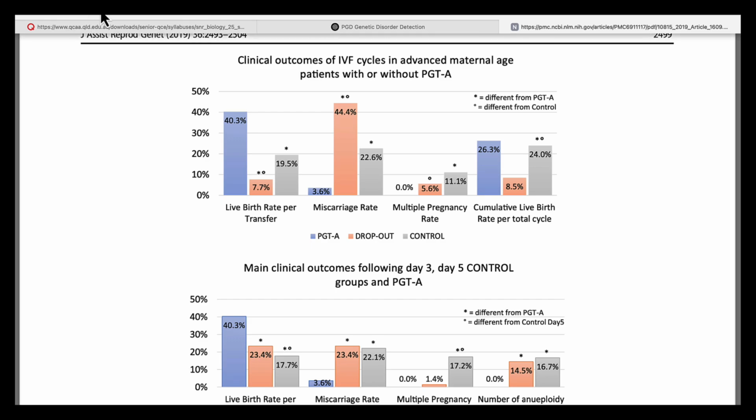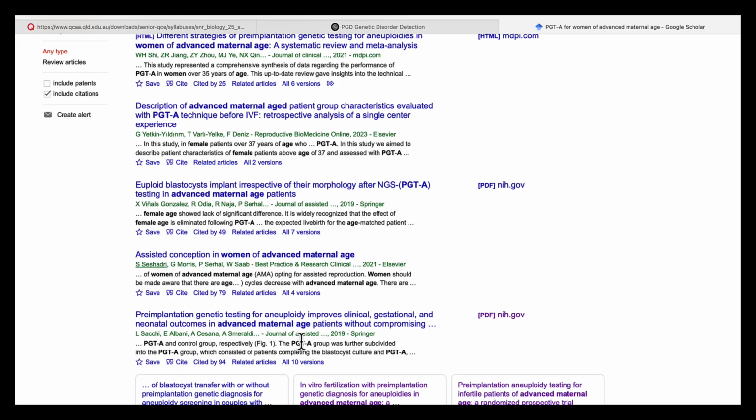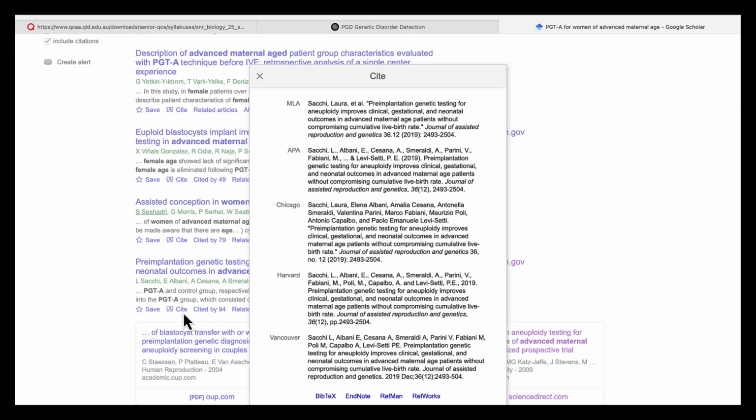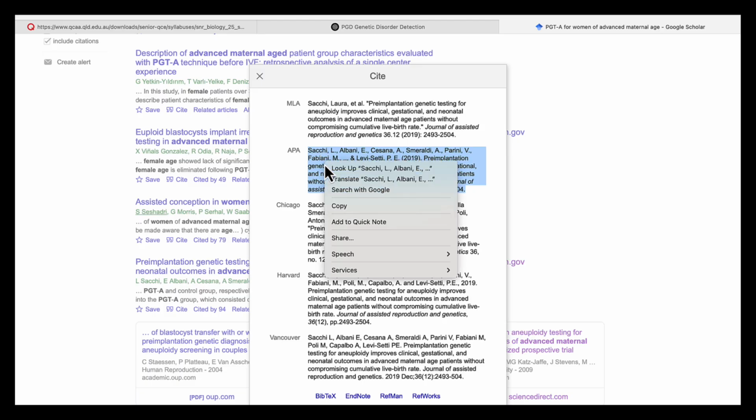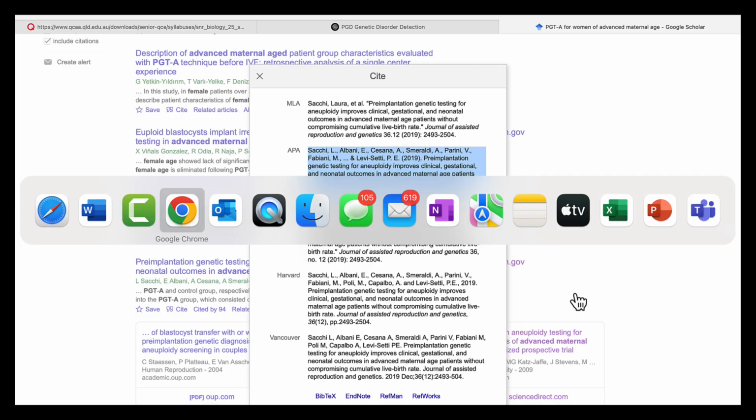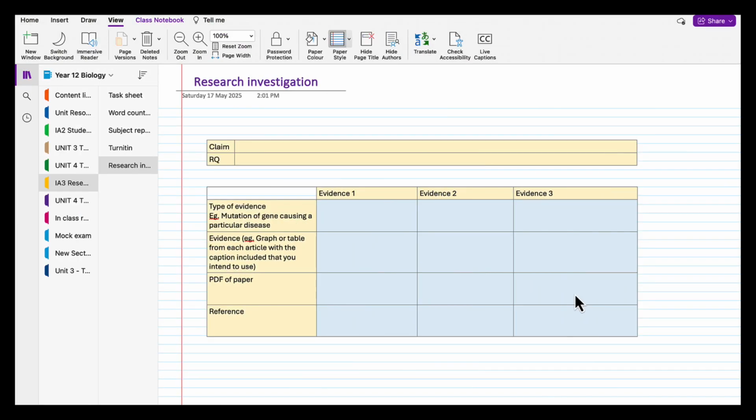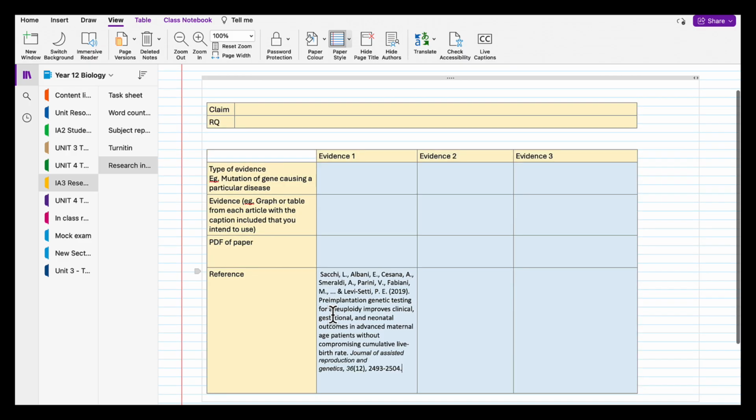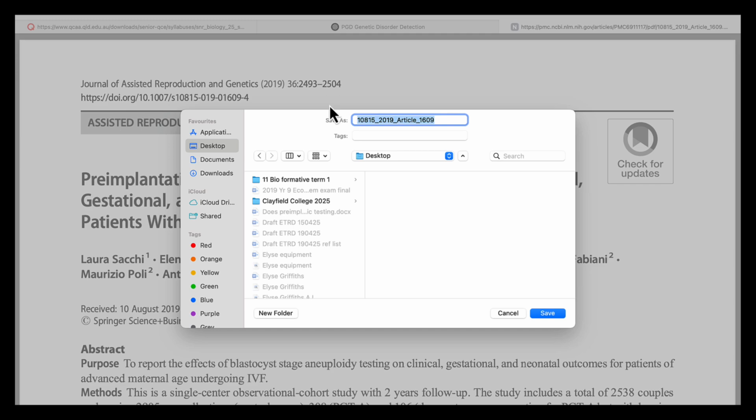I'm just going to go back to Scholar. It was this one here. I'm going to click on Cite, and that's going to give me the reference for the paper. Already done. You can put that straight into your reference list. But before we do that, I'm going to take us to OneNote, because I want to show you what I like to get my students to do. The reference is here, and the PDF. We need to give it a name that we can find again.